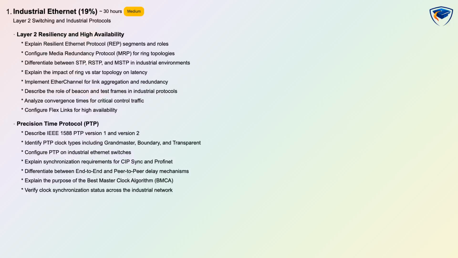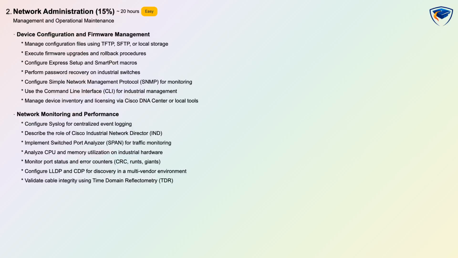Network administration makes up 15% and focuses on management and operational maintenance with an easy difficulty and about 20 hours of study. Assessment is conceptual and scenario-based and emphasizes device configuration and firmware management using TFTP, SFTP or local storage and rollback procedures. You will practice CLI tasks, express setup and smart port macros, and configure SNMP for monitoring. The domain also covers network monitoring with Syslog, Cisco Industrial Network Director, SPAN, LLDP and cable diagnostics like TDR.